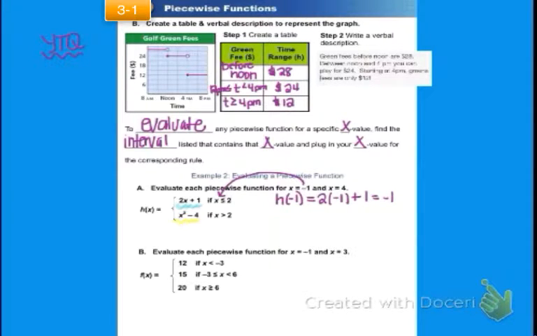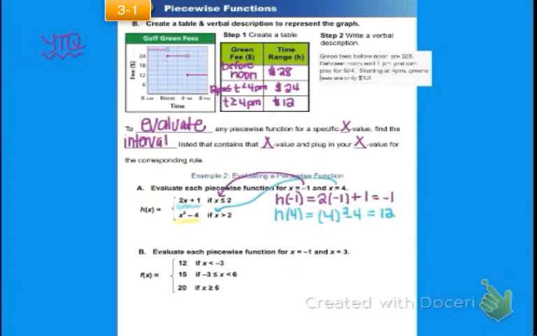Now if I wanted to instead evaluate for x equals 4, now I'd be doing h of 4. Now I've got to use this interval, because see, 4 is actually greater than 2. So I want to use the function that's associated with this value in this interval. And so I'd use the x squared minus 4 function, and I'd plug that 4 in. So that would give me 4 squared, which is 16, minus 4, which is 12. So h of 4 would be 12. So I had to use the piece of this function that's associated with where my input, my x value, lies in the interval.